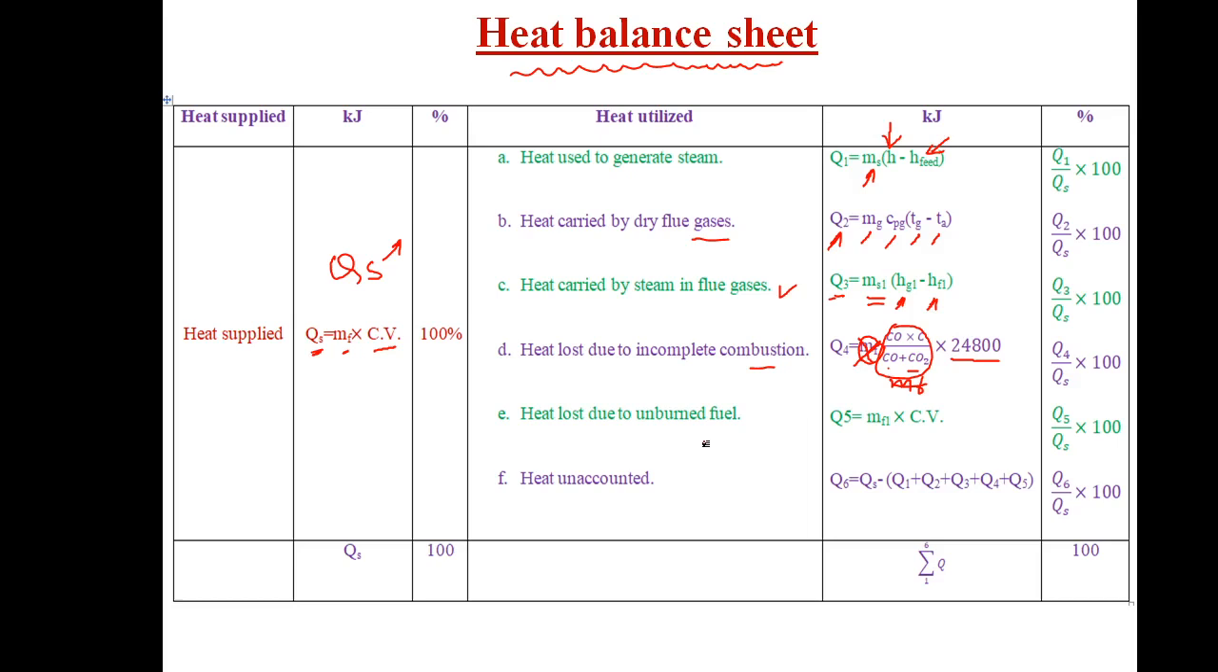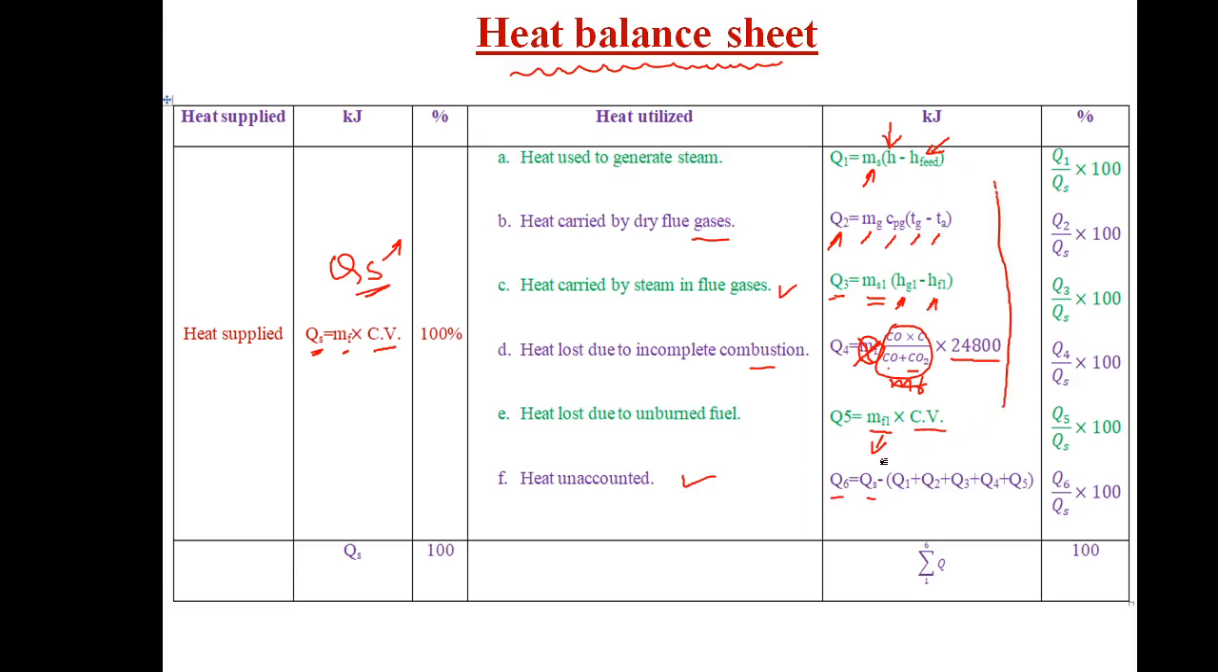Then heat loss due to unburned fuel. If MF1 is the mass of fuel which is going to fall into the ash pit, into calorific value, this much amount of heat is lost due to unburned fuel. So we know all these things, and this is unaccounted heat. So how to find out unaccounted heat? If we add Q1 plus Q2 plus Q3 plus Q4 plus Q5, and subtract this summation from the amount of heat which is to be produced by combustion of fuel, then that is nothing but heat unaccounted, or heat lost by convection and radiation. That is, Q6 is obtained by Qs minus the summation of all these.